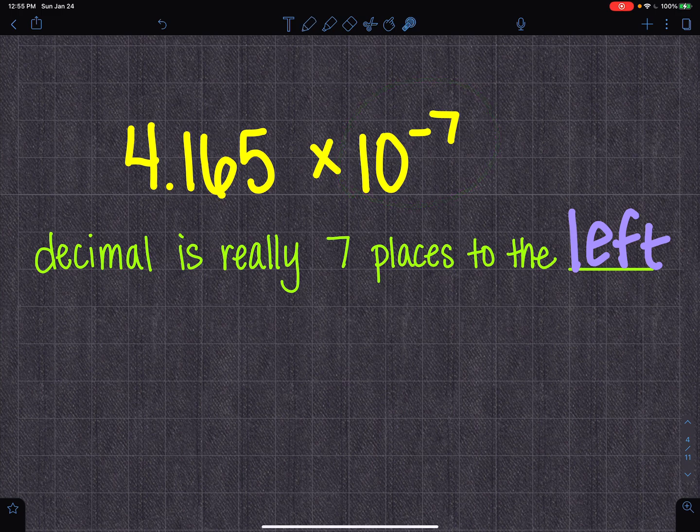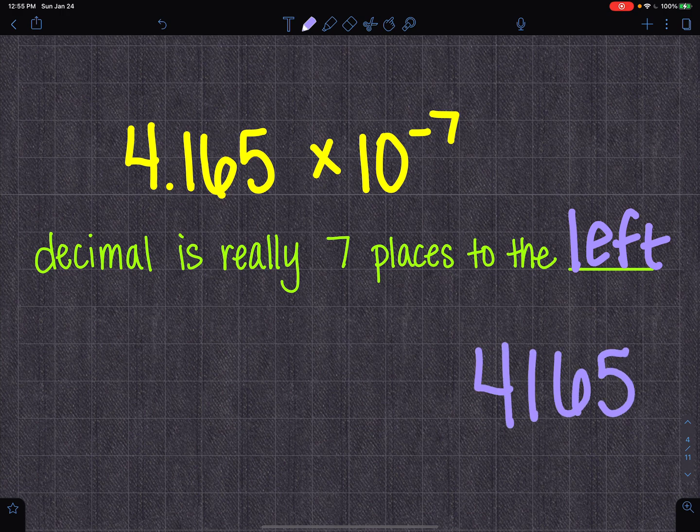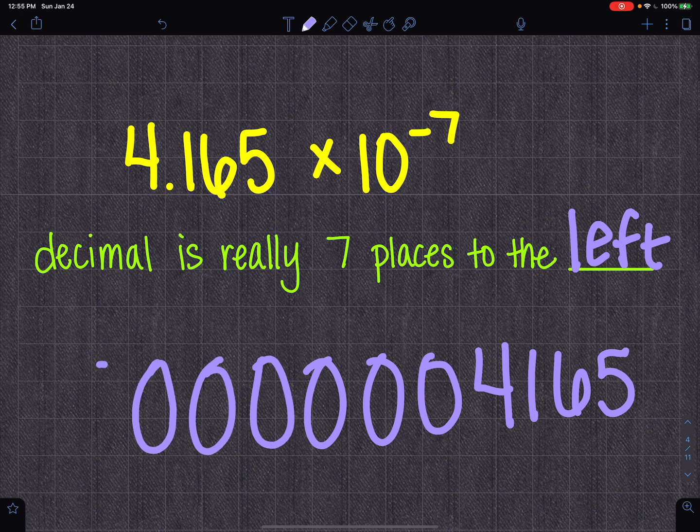So it's going to be a super small number. So we're going to go 1, 2, 3, 4. It's off the screen. It's super small. So I'm going to write 4165 over here, and I'm going to add a buttload of zeros. And let's see if we get to it.